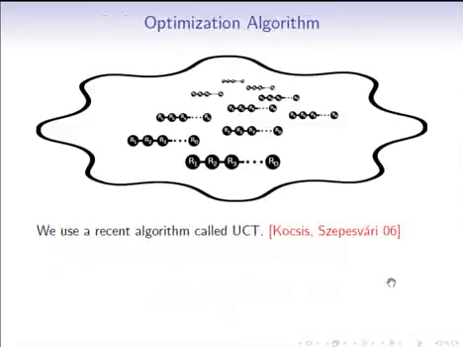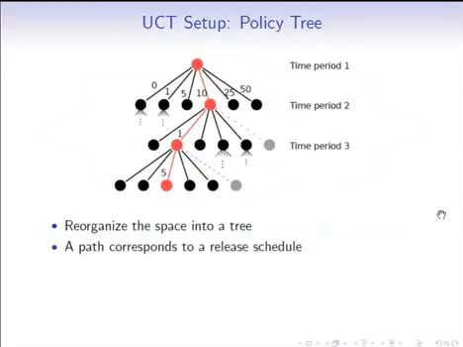So there are many algorithms you could use to explore the space of solutions. And what we're going to do is use a recent algorithm called UCT. So let me tell you about the building blocks of UCT. The first building block is to set up our entire policy space in terms of a policy tree. So the way that we're going to do this is we're going to start with a root node, and the edges out of this root node are going to represent the things that we can do in the first month. So for example, release 0 antivirals, 1 million, 5 million, and so forth.